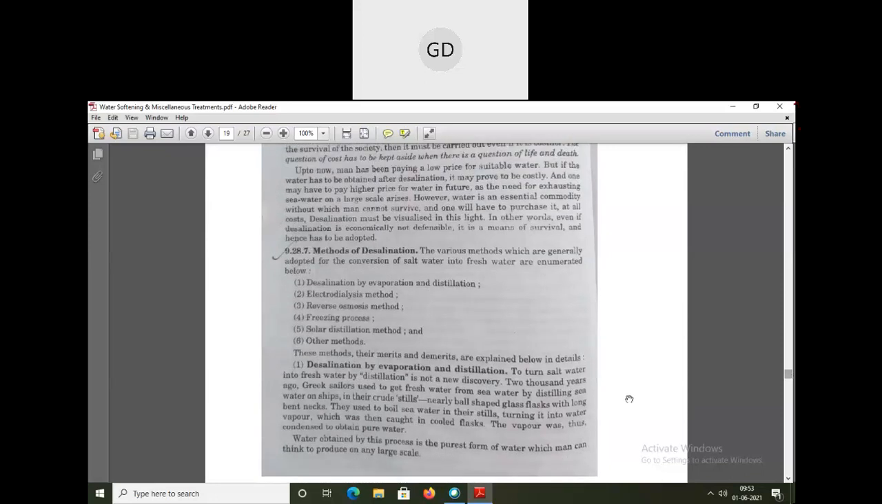Okay, so we have one method, desalination, by which you can remove the salty taste from the water. What are the various methods of desalination? Those are desalination by evaporation and distillation, electrodialysis method, reverse osmosis method, freezing process, solar distillation method, and other methods.